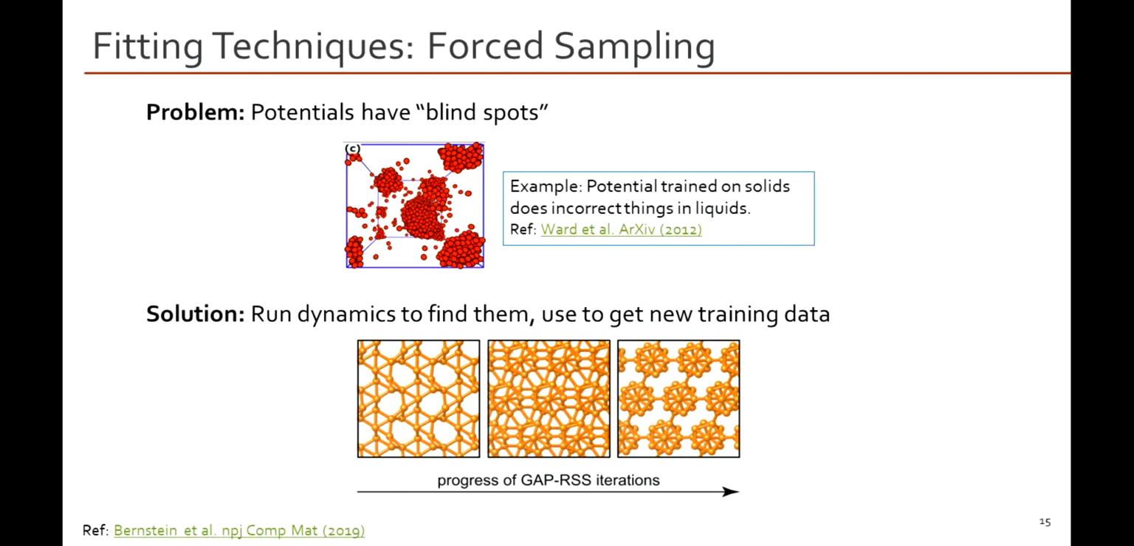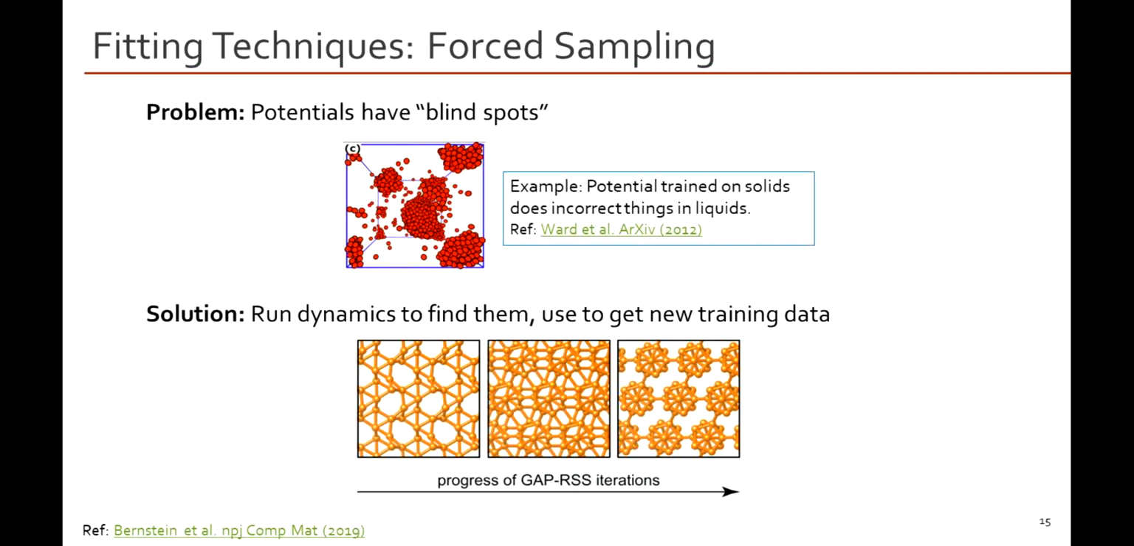So one of the problems with interatomic potentials is that they have blind spots. And this is an example from a paper I wrote in 2012 where we showed that a potential trained on a solid does something really unphysical in liquids. Some of the elements in this alloy segregate to form little bubbles in the span of only a few picoseconds, which is highly unphysical.